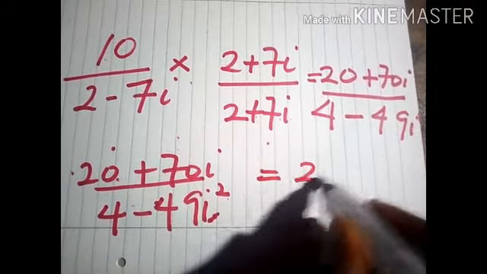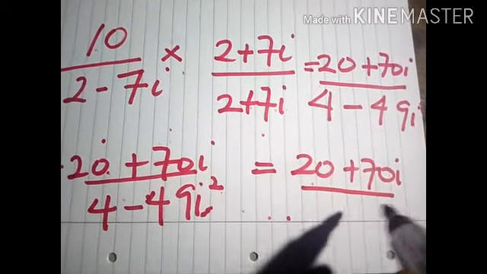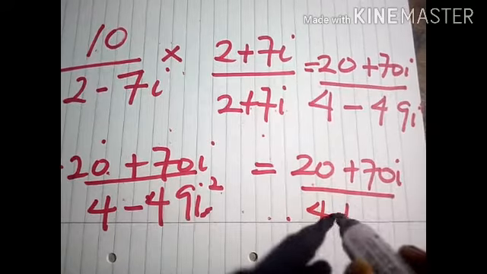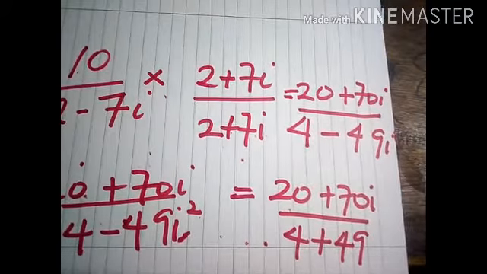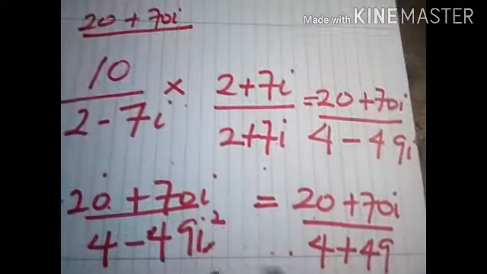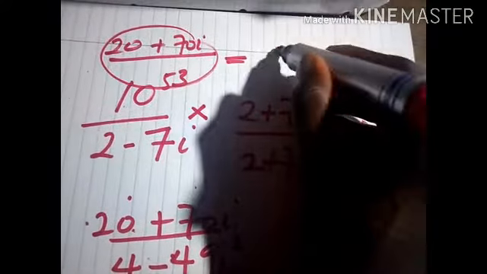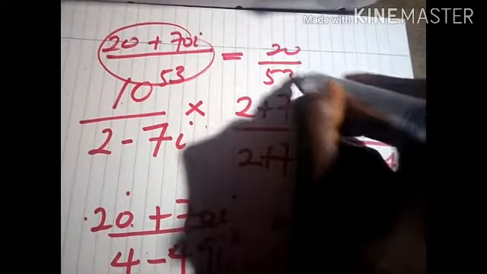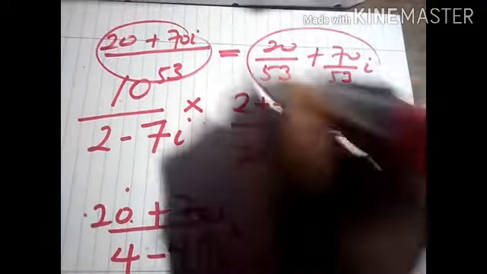So that's going to be 20 plus 70i divided by 4 plus 49. So let's simplify further. So basically it's going to be 20 plus 70i divided by 4 plus 49, which gives us 53. So writing this in its standard form is going to be 20 divided by 53 plus 70 over 53i. So this is the answer.